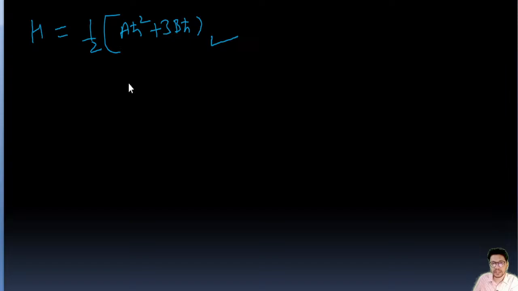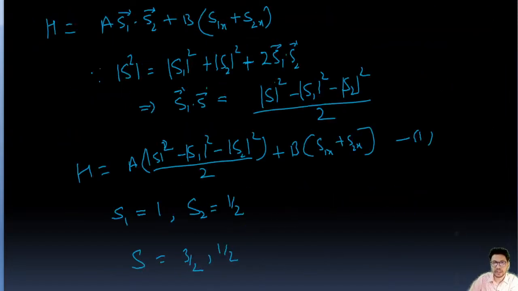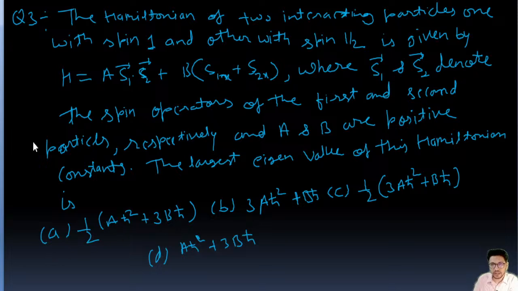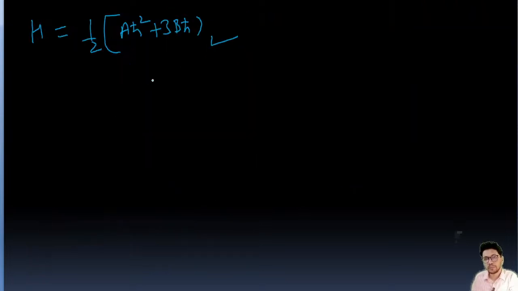So which option is matching, guys? Let me check which option is matching. Option number A is matching, guys. This one is correct: 1 by 2 a h cut square plus 3b h cut. Okay, so this is the correct answer, guys.